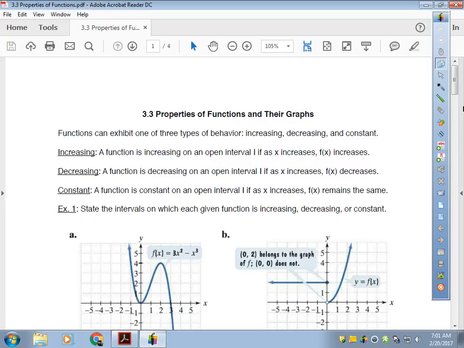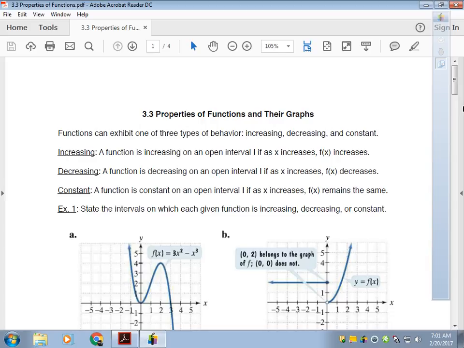So these are the notes for 3.3, which is all about properties of functions and their graphs. The first thing we're going to talk about is behavior. One of the behaviors that we can talk about is increasing, decreasing, and constant behaviors. Increasing just means that as x increases, y increases.